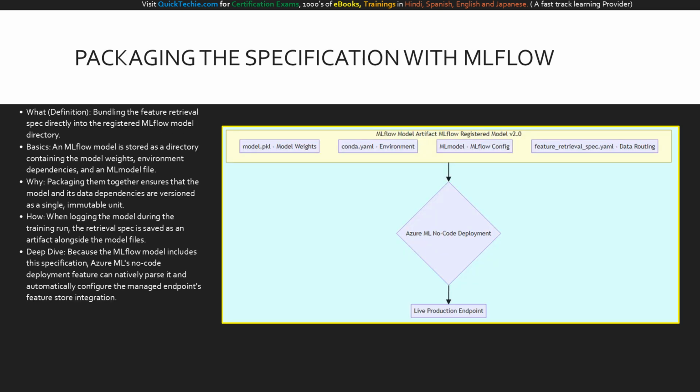How do we actually implement this? We package the feature retrieval specification directly into the MLflow model artifact. As we know from our sources, an MLflow model isn't just a single file. It's a directory containing model weights, environments, and configuration files. By saving the retrieval spec inside this exact directory, we guarantee that the model and its specific data dependencies are versioned together as a single, immutable unit. If the model requires a new feature next month, the versioned spec updates with it.